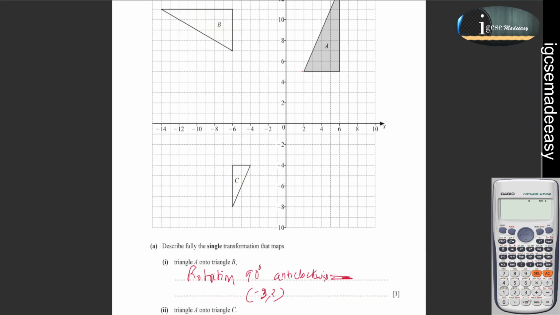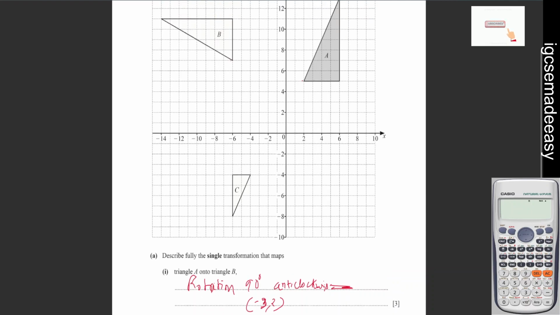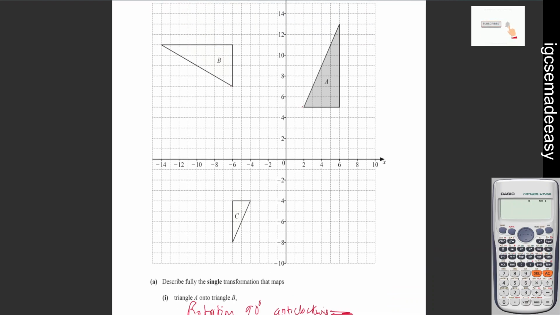Triangle A onto triangle C. We have to describe the transformation. Actually, it is enlargement because the size of the object is reduced. I also want to remind you that if the object is like this and the image is turned opposite to that, it means that the scale factor will be negative. Keep it in mind.